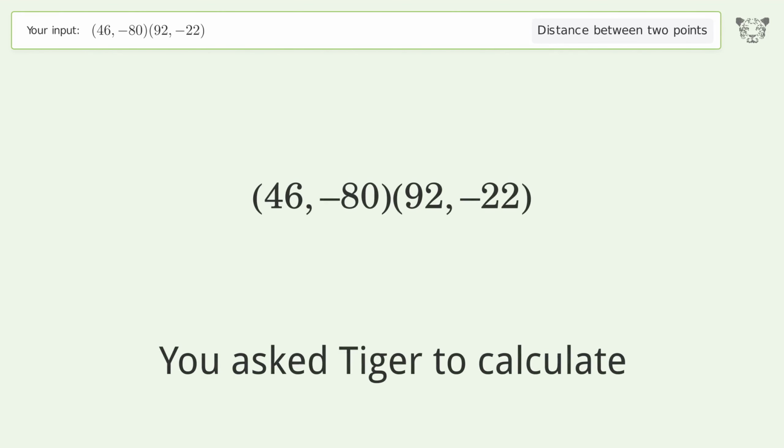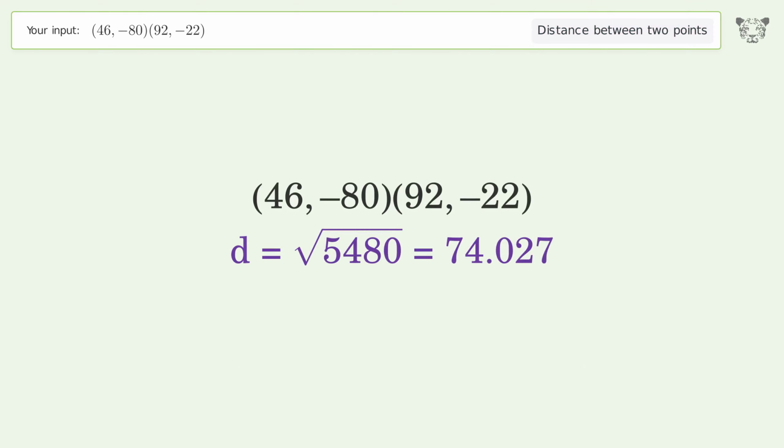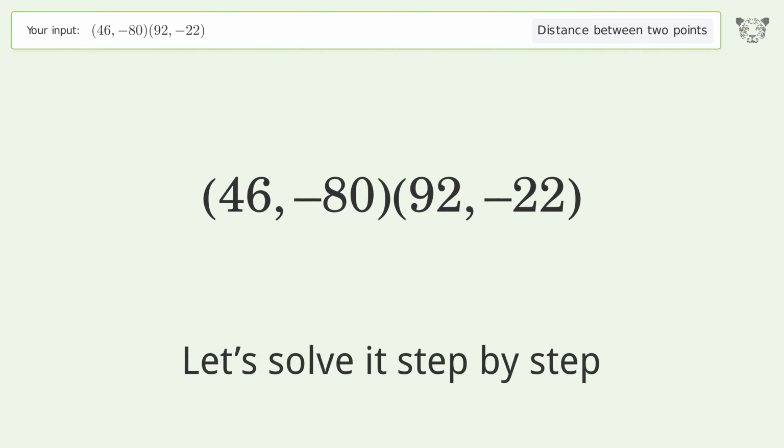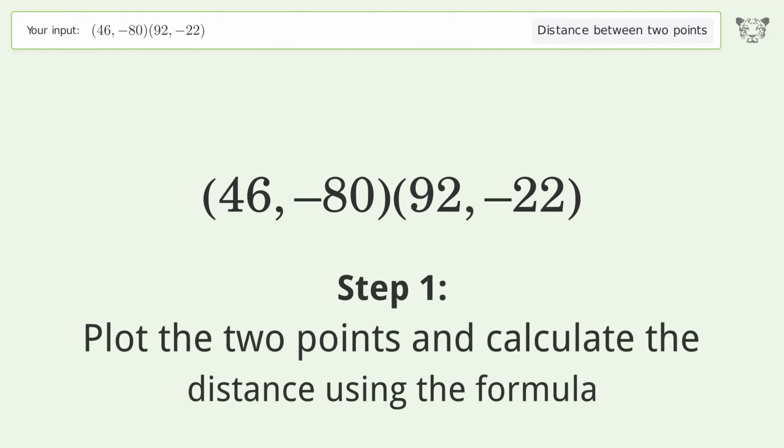You ask Tiger to calculate. This deals with the distance between 2 points. The distance between the 2 points is the square root of 5,480, or 74.027. Let's solve it step by step. Plot the 2 points and calculate the distance using the formula.